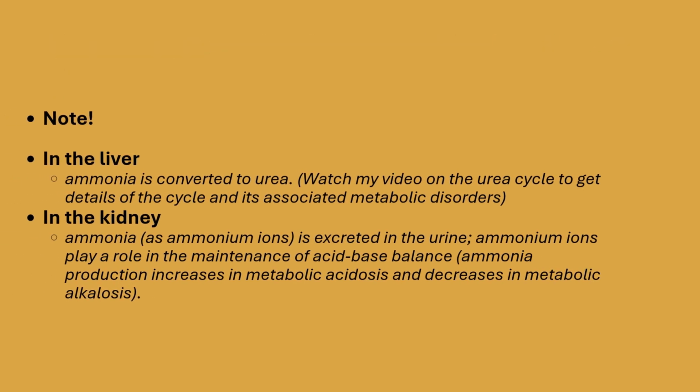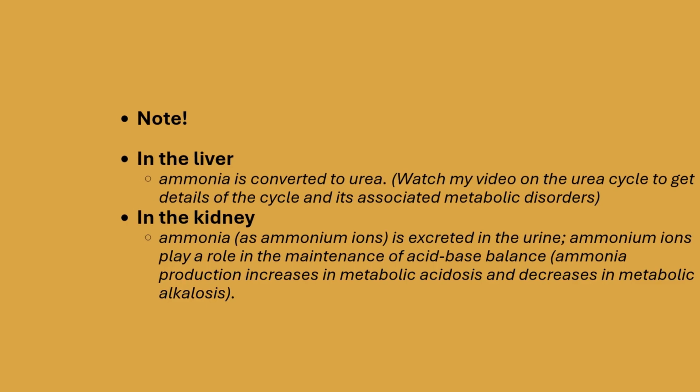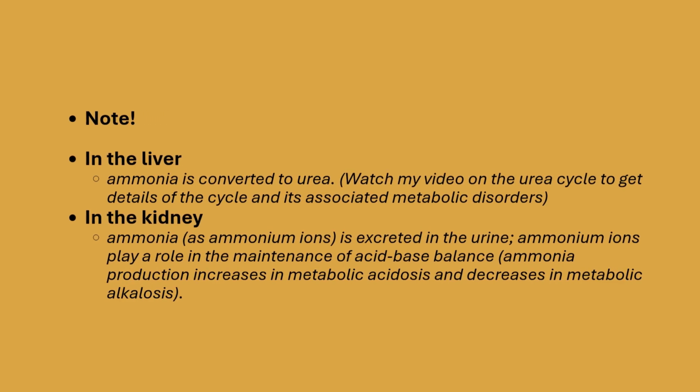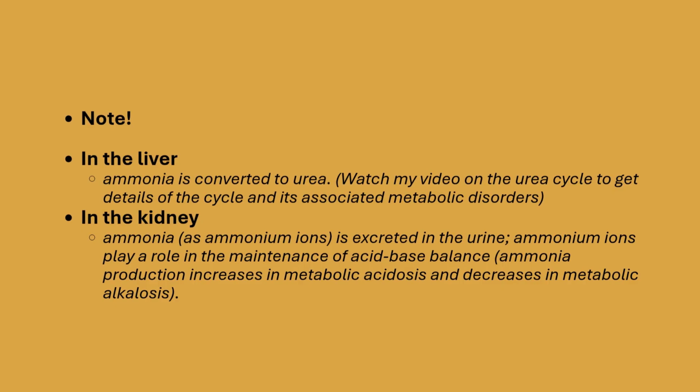Note: in the liver ammonia is converted to urea. Watch my video on the urea cycle to get details of the cycle and its associated metabolic disorders. In the kidney ammonia, as ammonium ions, is excreted in the urine. Ammonium ions play a role in the maintenance of acid-base balance. Ammonia production increases in metabolic acidosis and decreases in metabolic alkalosis.